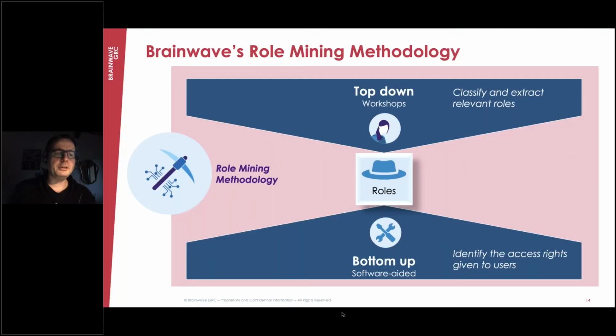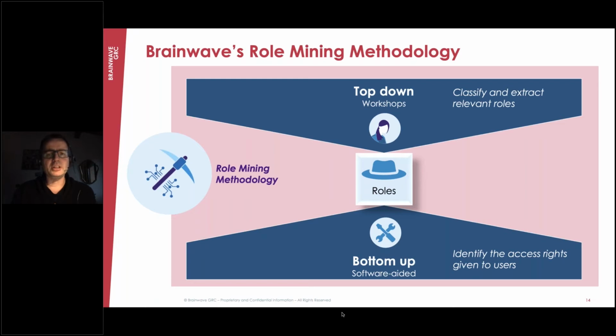So what we say at Brainwave is that in order to have an efficient role mining approach that will meet the previous concerns about the volume of data, but also the speed of building those roles and the interactivity with business users, you need to have a two-sided approach, the top-down approach and the bottom-up approach combined in one methodology.